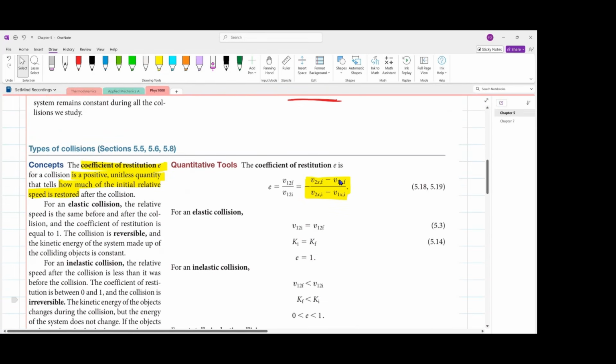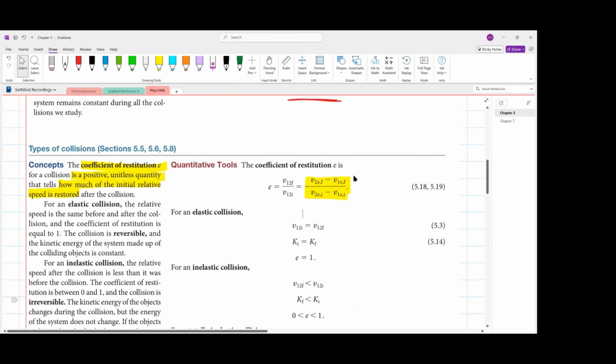Okay, but this is the formula we use for coefficient of restitution. And remember, what it physically means is how much of the initial speed is stored after a collision. So if your coefficient of restitution is 0.5, it means the relative speed of your entire system is now half the amount it was before the collision. So some energy dissipation must have occurred.